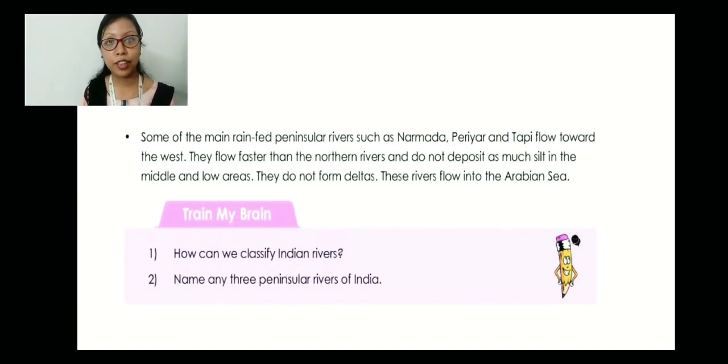Now let's discuss the questions from the Train My Brain. Question number one is, how can we classify Indian rivers? So we can classify Indian rivers according to their sources and also the level of water. That means the perennial and non-perennial, right? So we can write either source. One is the source of water, major source of water, and then level of water. Then question number two is, name any three peninsular rivers. You can write Godavari, you can write Krishna, Kaveri, etc.